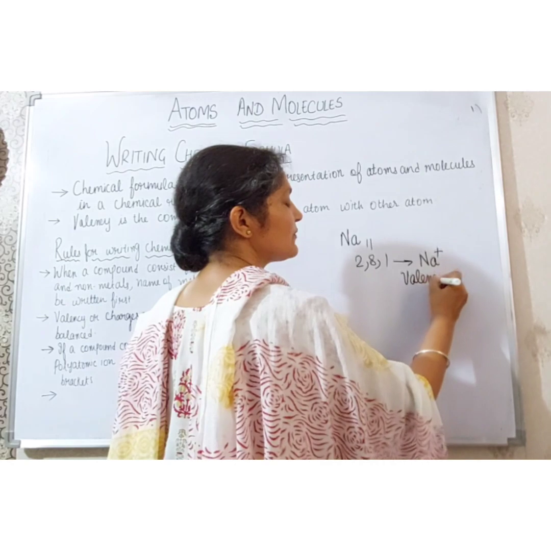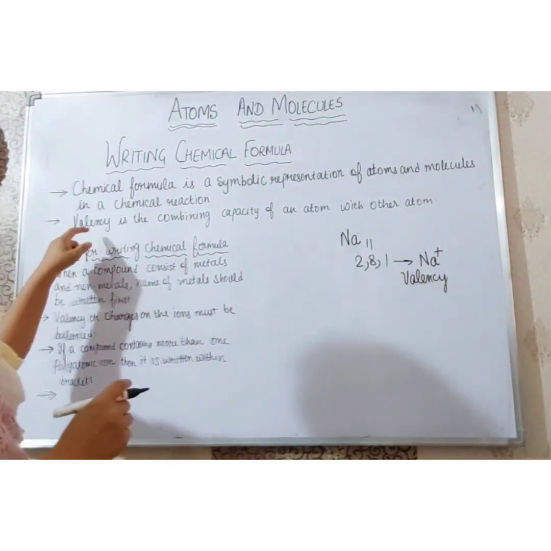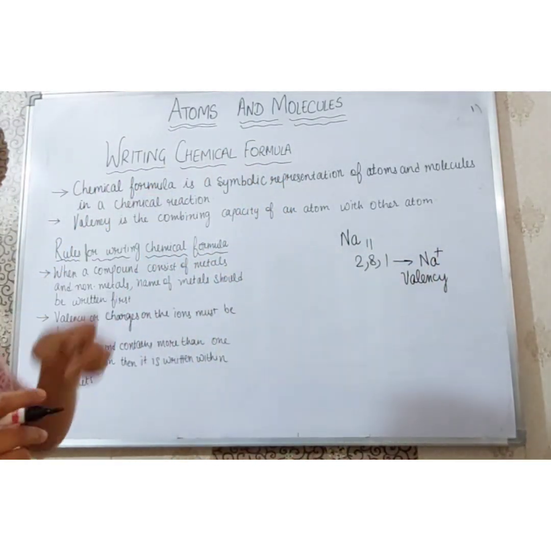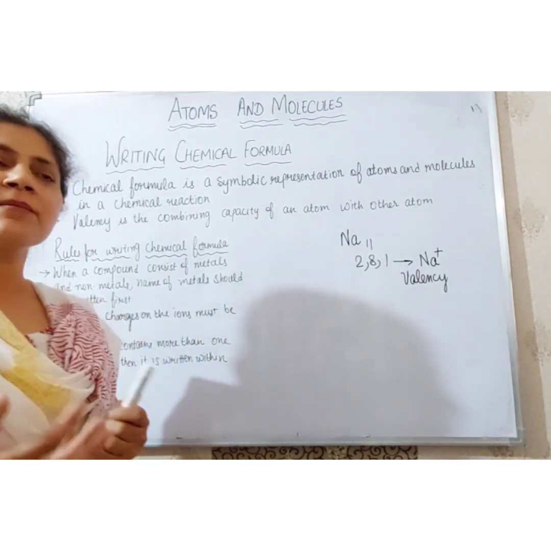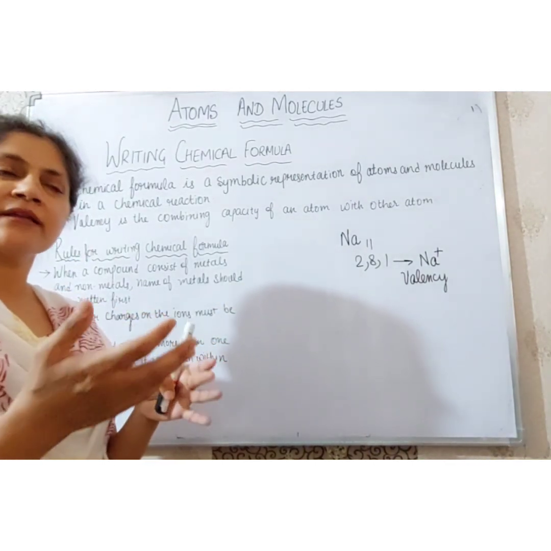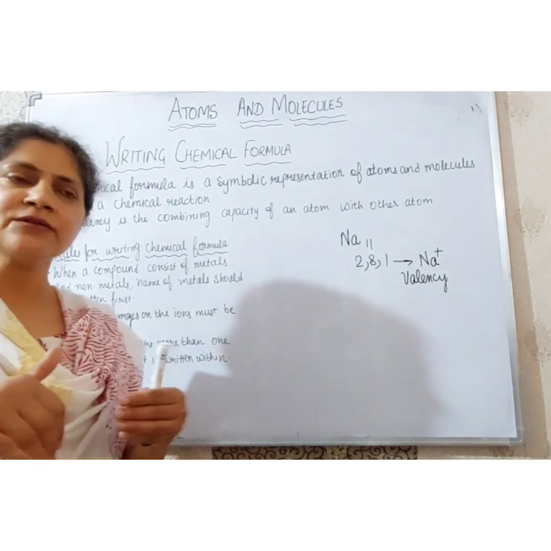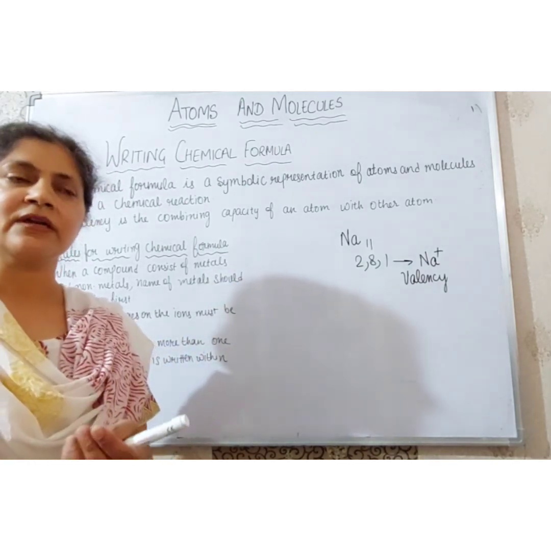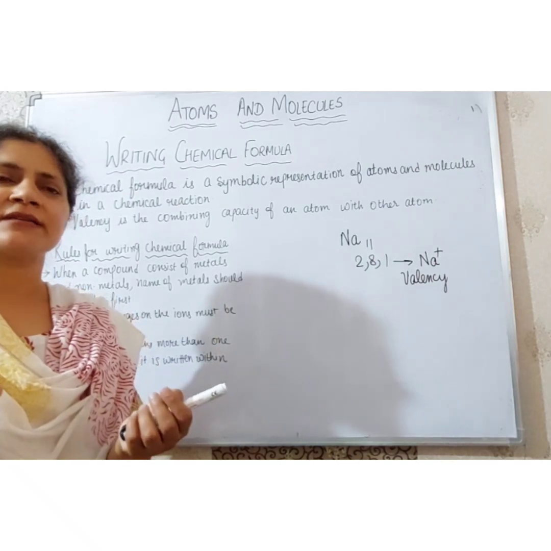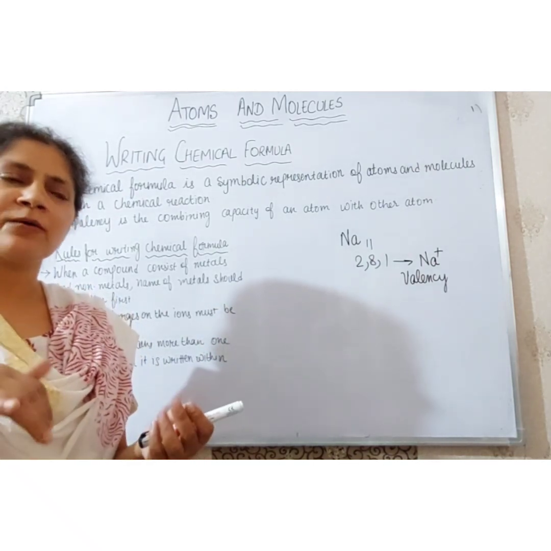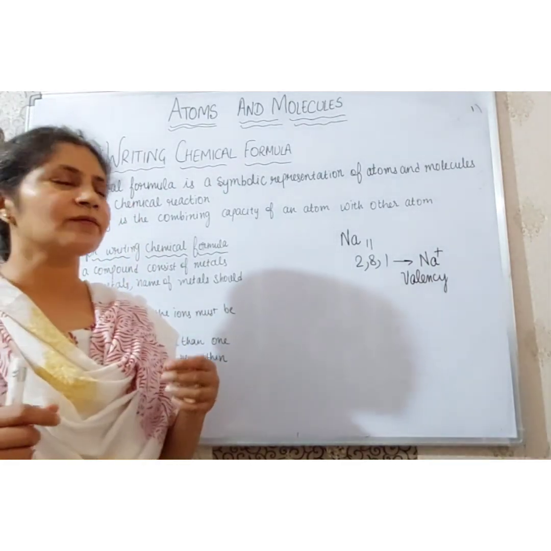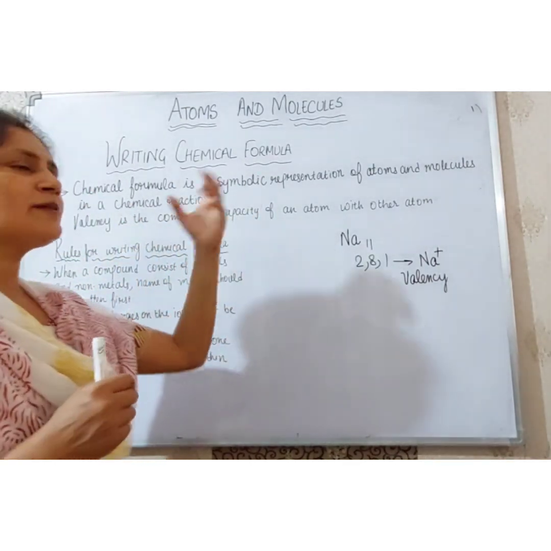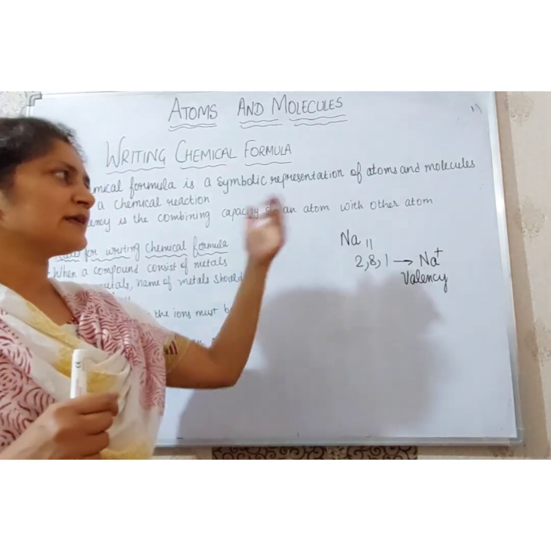Now students, what is valency? Valency is the combining capacity of an atom with another atom. Right, students? Some atoms can gain 2 electrons, some can lose 2 electrons. So this is the combining capacity: how much they can give or how much they can take. This is known as the valency. Valency is the combining capacity of an atom with another atom.